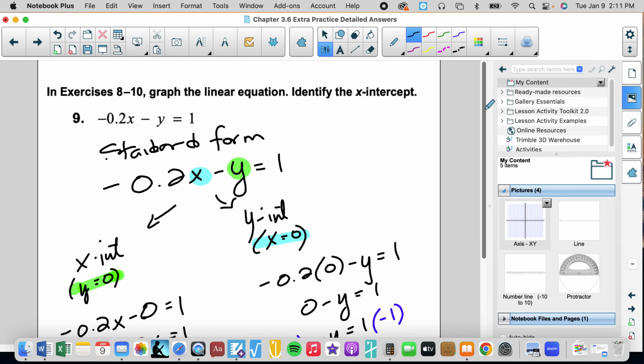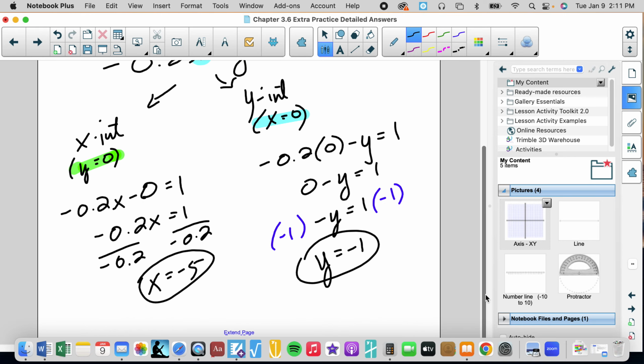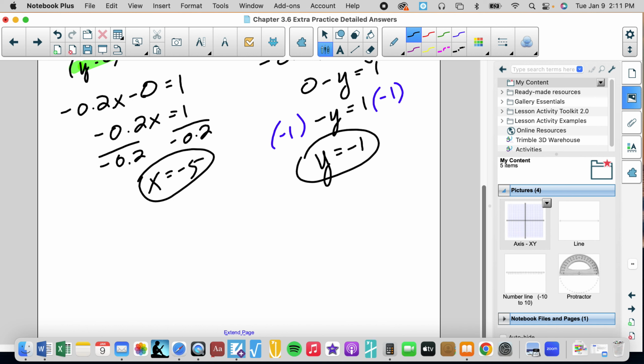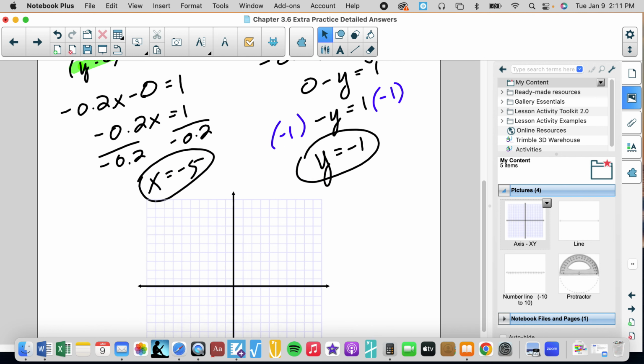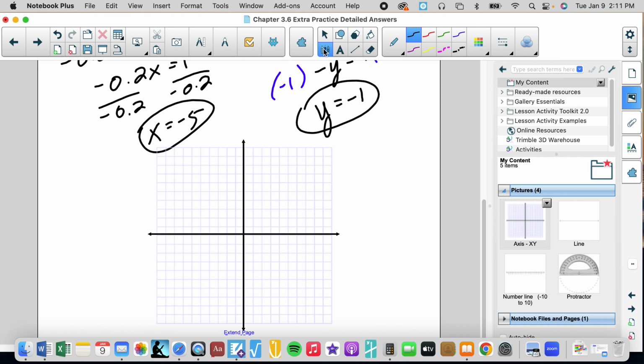And I think it says identify and graph. Okay, so here's my graph. I'm going to plot my 2 points. I have x at -5. That's on the x-axis, so make sure you're dealing with the x-intercept on the x-axis. 1, 2, 3, 4, 5. And y is -1. I've got that.